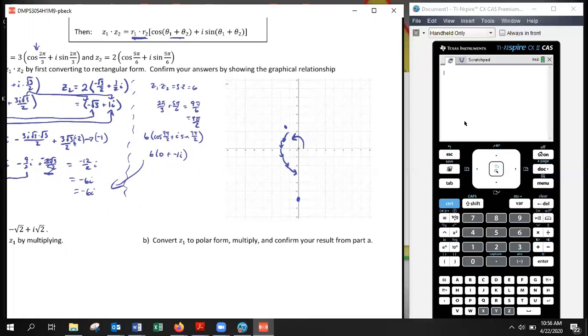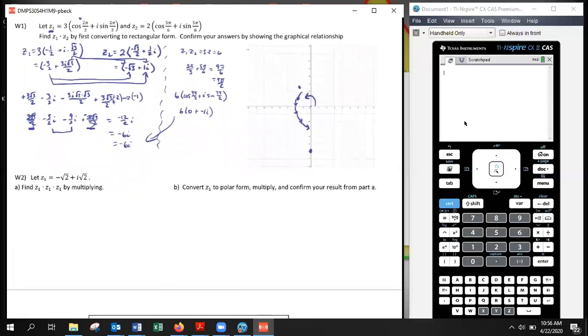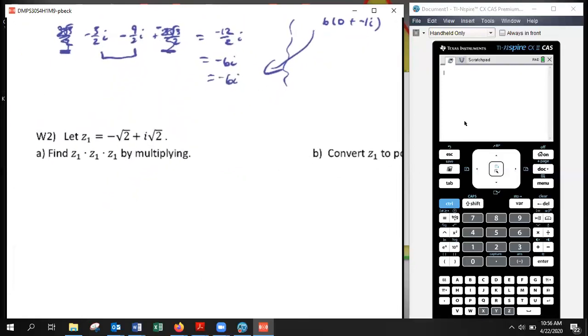All right, on to DeMoivre's theorem. Let's set it up just a little bit more. So if you notice with problem number 2, I have z1 is negative square root of 2 plus i square root of 2.